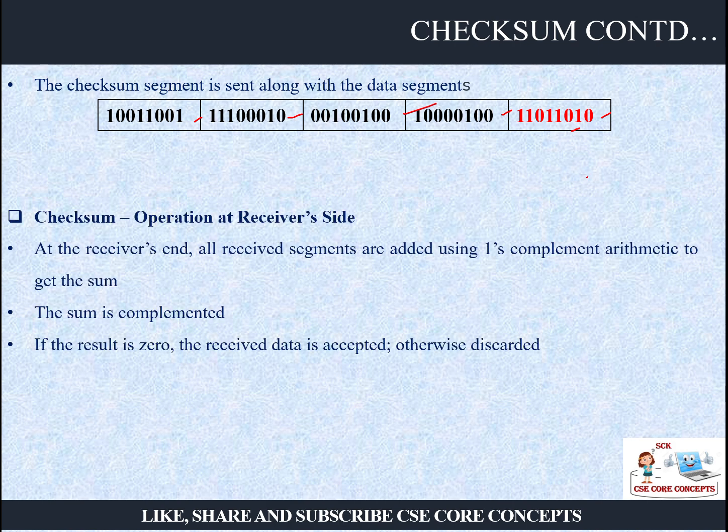Now at the receiver side, the receiver receives 5 segments, and again it is going to perform an addition, that is the first, second, third, fourth and fifth will be added. If there is a carry bit, it will be added to the sum, and then again we are going to take the complement.